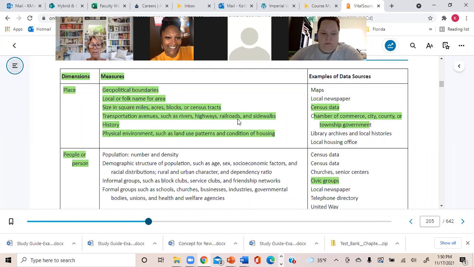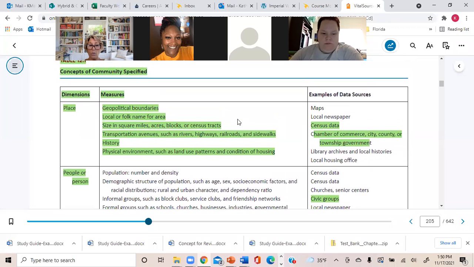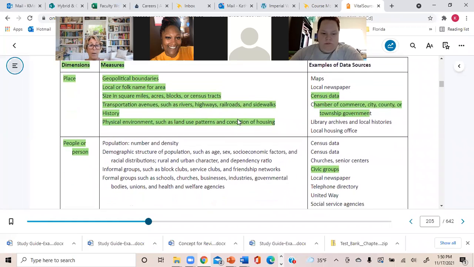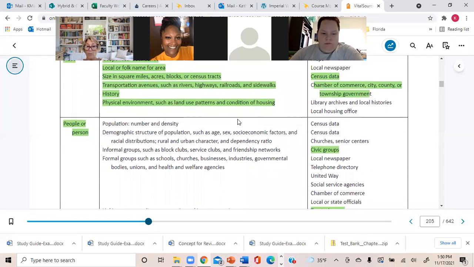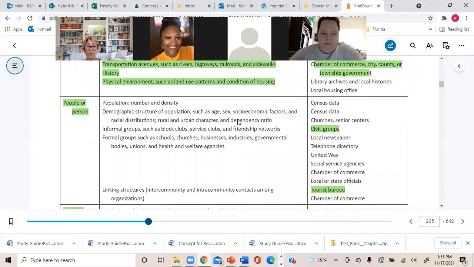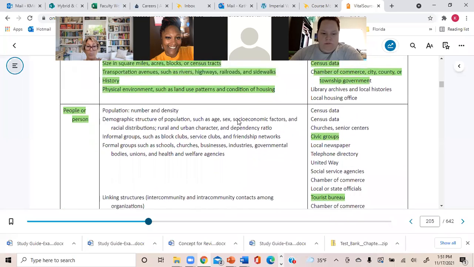And then on the last column, where would we get that data if we're doing a community assessment? Sure, it helps to ask questions during your windshield survey, but look at all the other places you can gather data. About the population, you could get census data, churches, senior centers, civic groups, newspaper, telephone directory, tourist bureau.